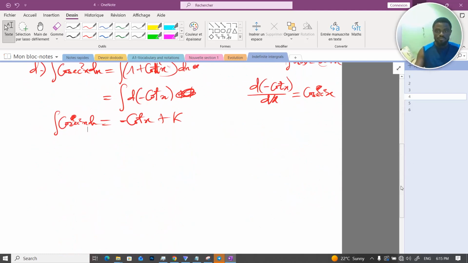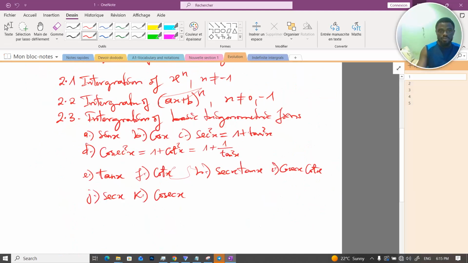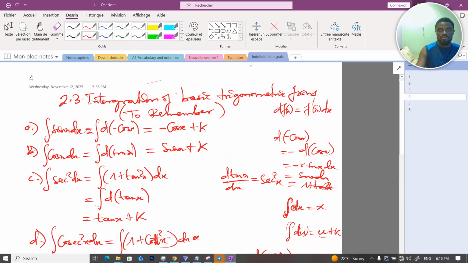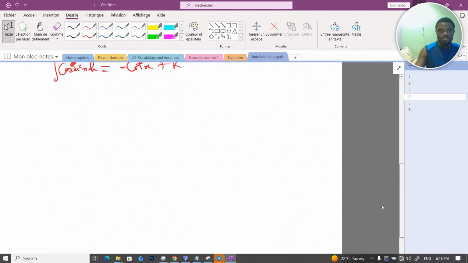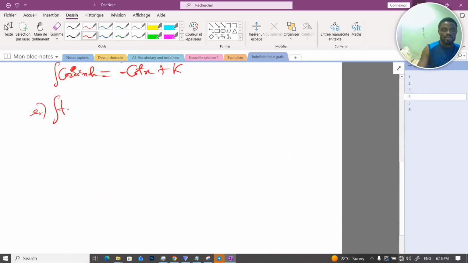They are very important. So the next integral we shall see is the integral of tan x. We shall look at the integral of tan x. Okay. Integral of tan x. This is E. The integral of tan x dx.